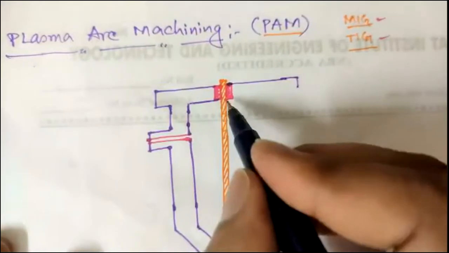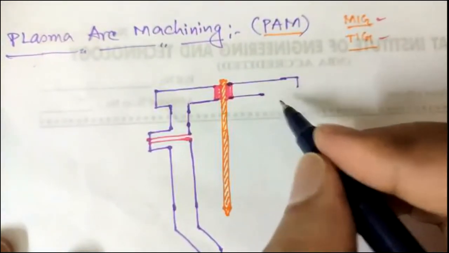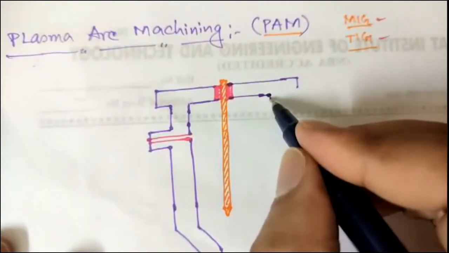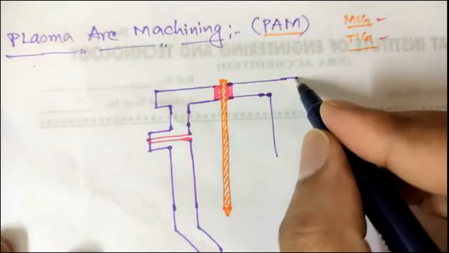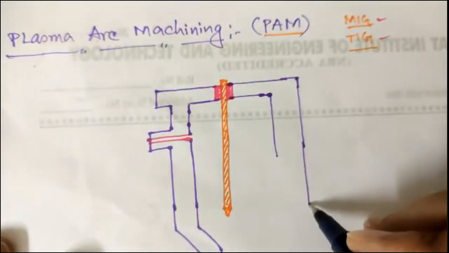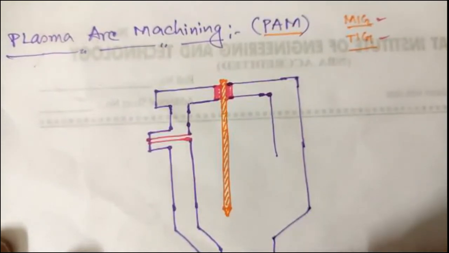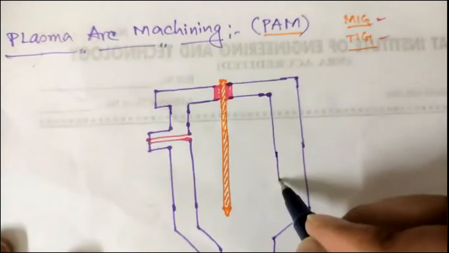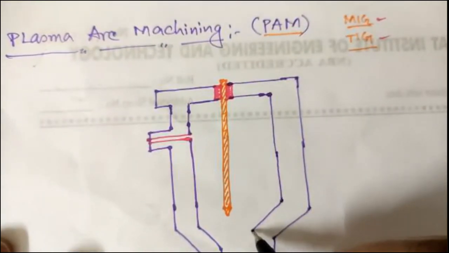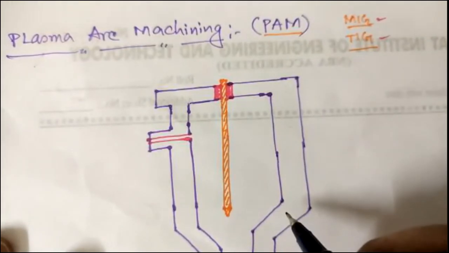So in case of MIG, we are going to use a consumable electrode. That means the electrode will decay, and it will help us in the machining process. But in case of TIG, we use a non-consumable electrode. That means the tungsten which we are using will not decay.